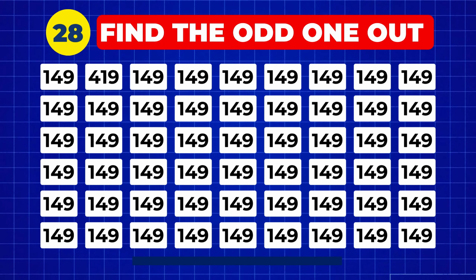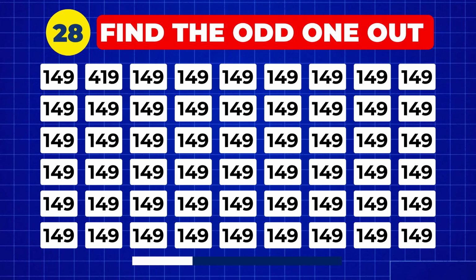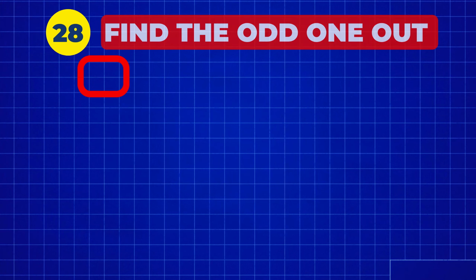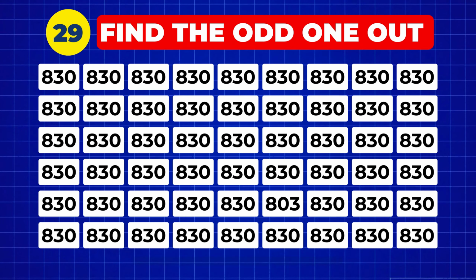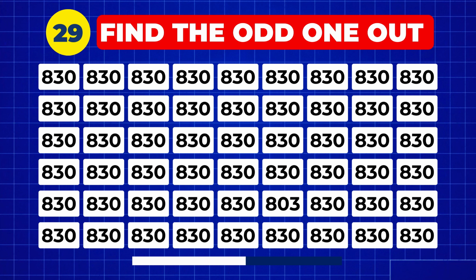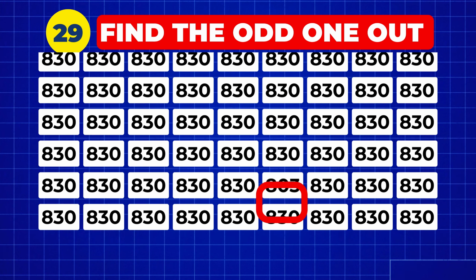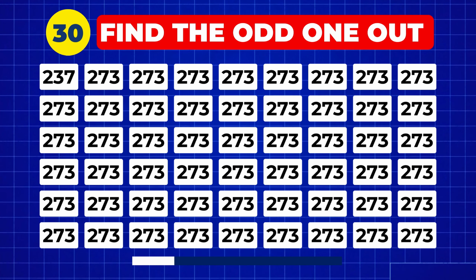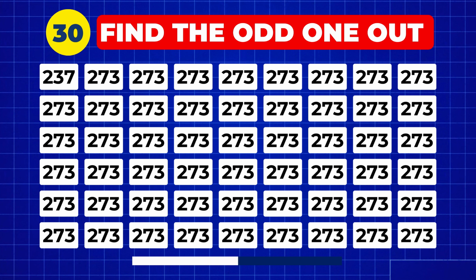Can you find the one which is different from 149? This one. Okay, puzzle number 29. The digit is 830. 803. Number 30. The digit is 273. Identify the odd one. 237.